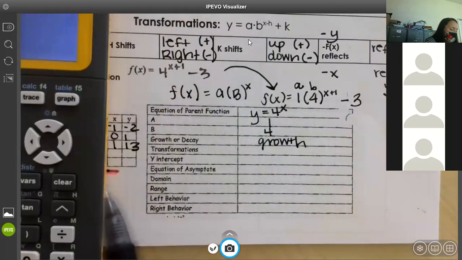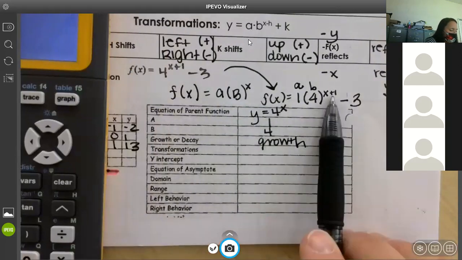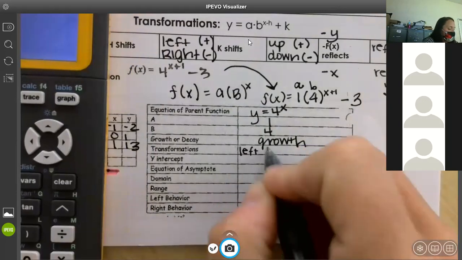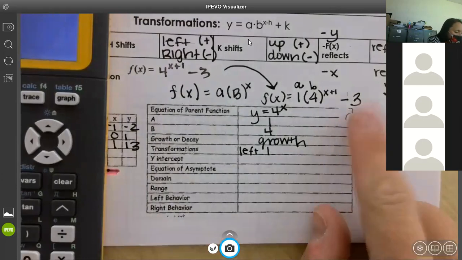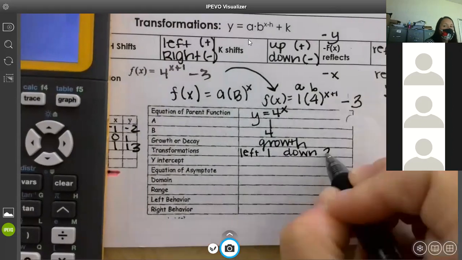Transformations. What did I do to this 4 to the X? What's this +1 with the X? Which way did I go? Left, how many? 1. Perfect. Remember, you do the opposite with the X. On the end, I have a -3. What does that tell us we do? Down. That's it.